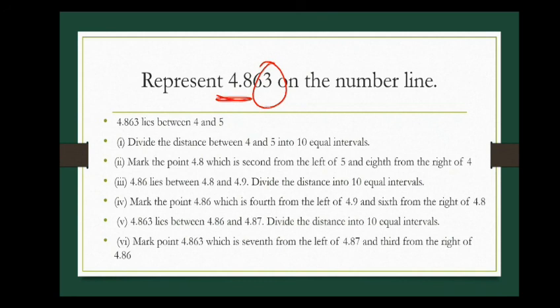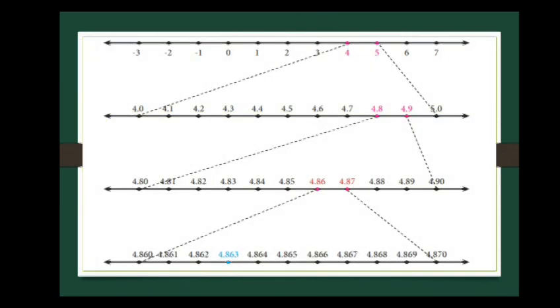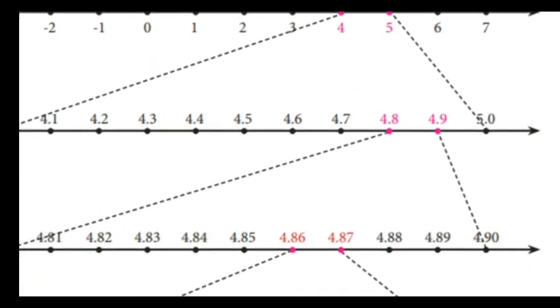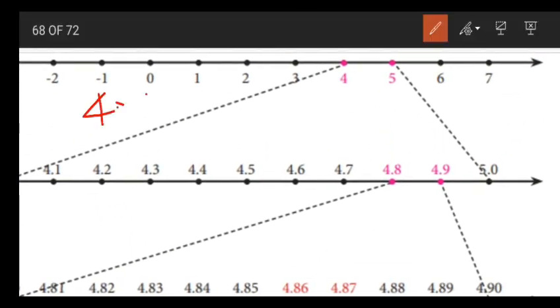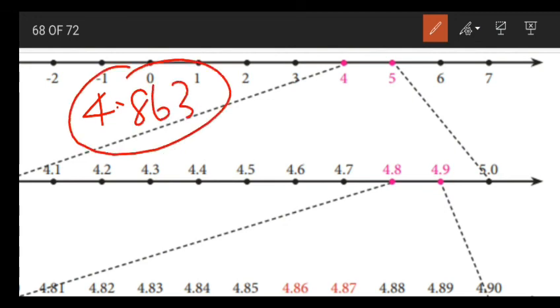Now we'll see how to represent this. First we have taken a number line, and our number is 4.863, right? So first we have to find out where 4.863 lies. That will be between 4 and 5.